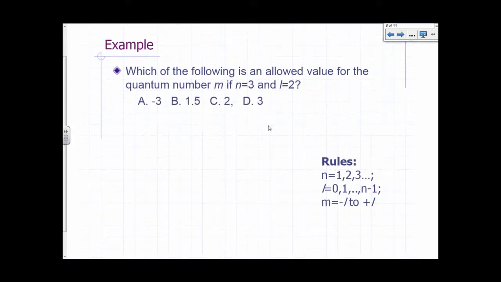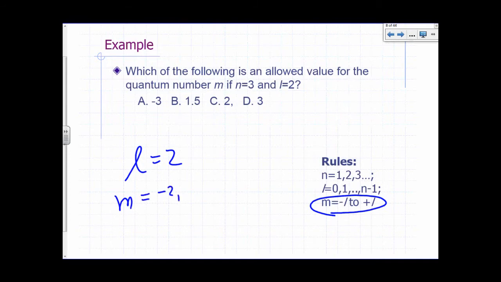How about this one? Which of the following is an allowed value of the quantum number m if n equals 3 and l equals 2? Okay. So what are the restrictions for m? It has to go from -l to +l. So if l is 2, that means m can go from -2 all the way to +2. So negative 2, negative 1, 0, plus 1, and plus 2. So which one of these is allowed? So negative 3 is not allowed, 1.5 is not allowed, 2 is allowed, and 3 is not allowed.